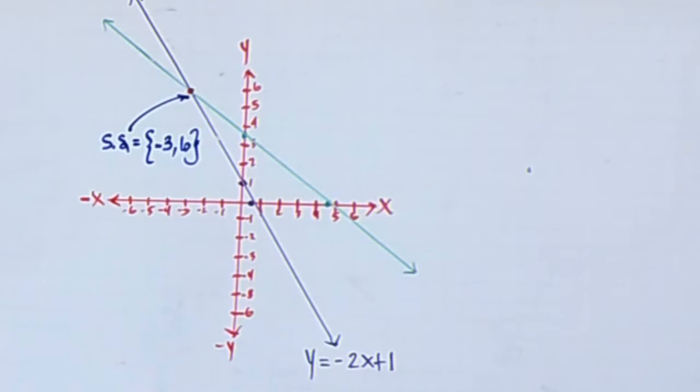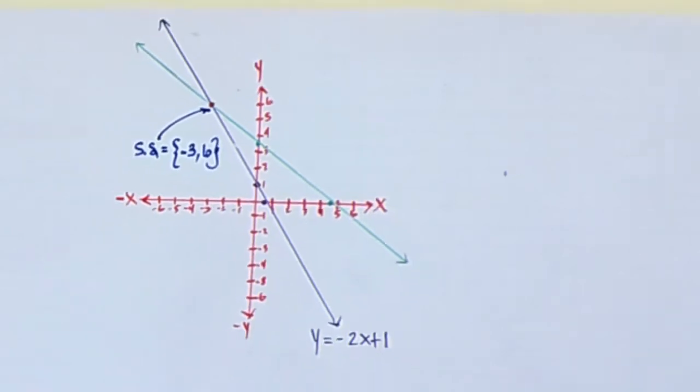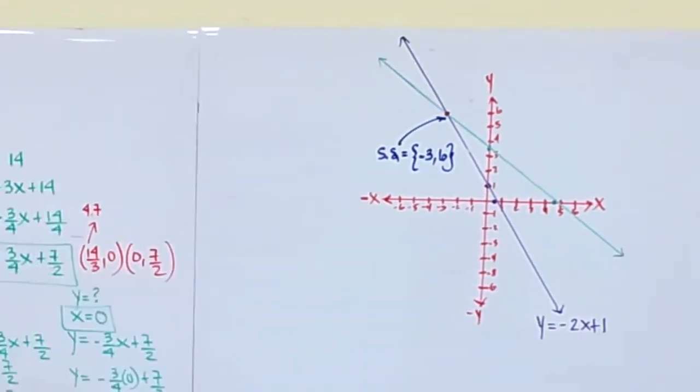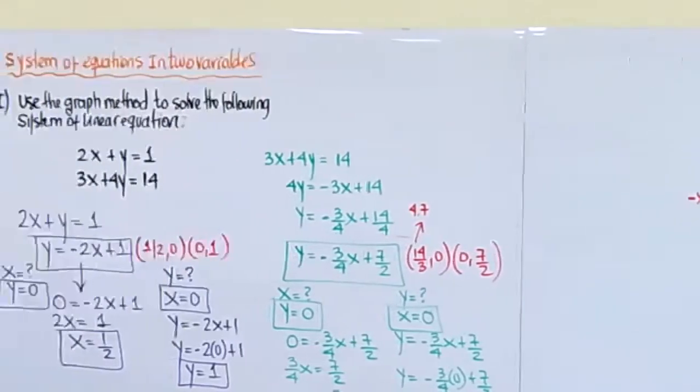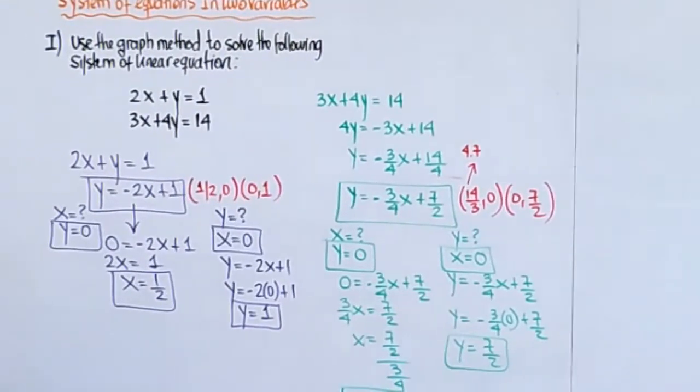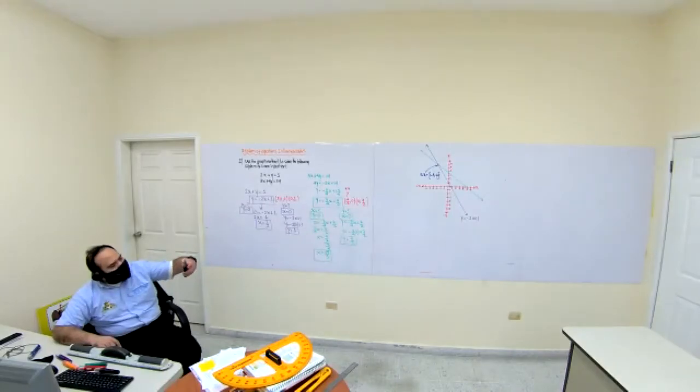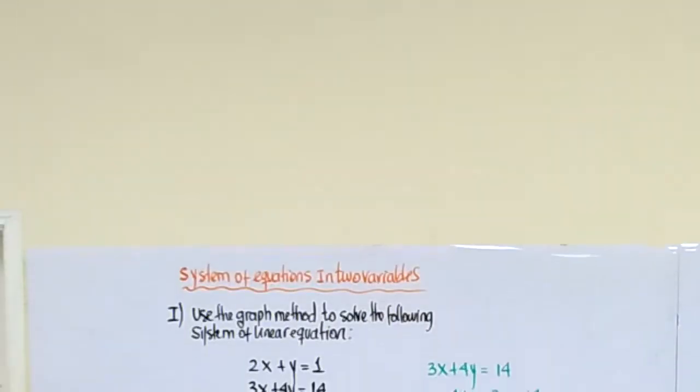Okie dokie. I'm going to erase the first part of the whiteboard. Hold on, hold on. Let me change the camera view. And basically, you don't need to solve for X or solve for Y. Okay, sorry.